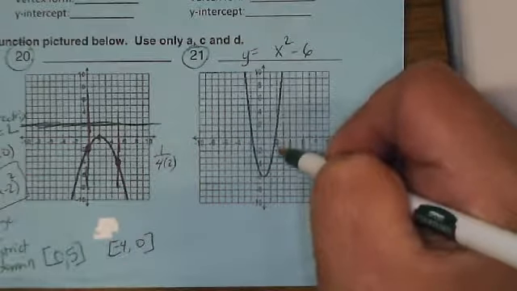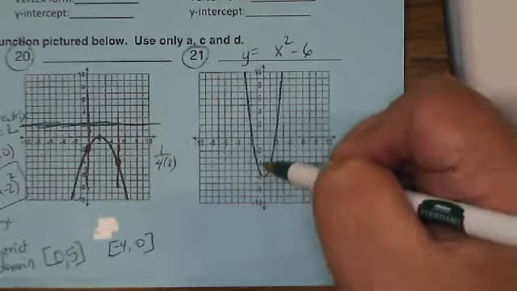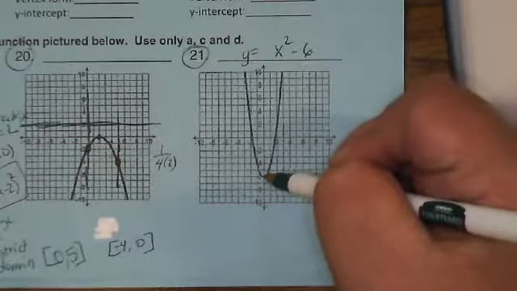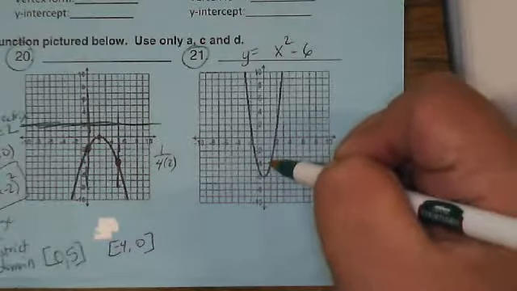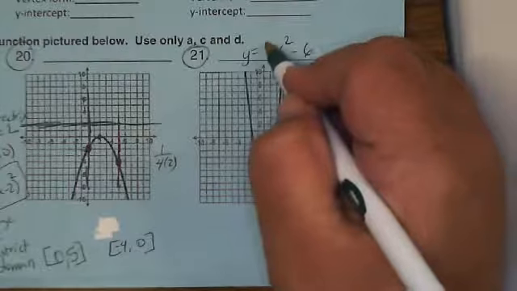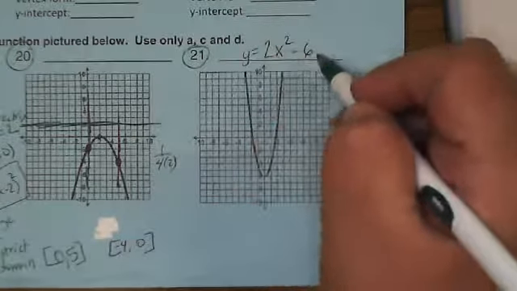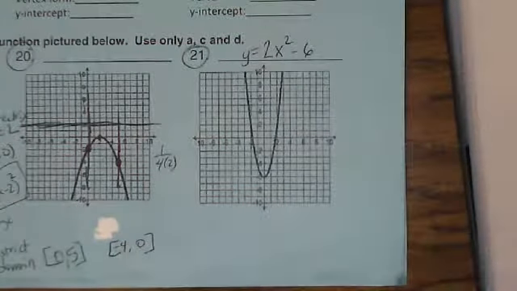Now what about our a? This looks like a vertical stretch of 2. You can see that it goes up 2 and over 1. So y equals positive 2x squared minus 6.